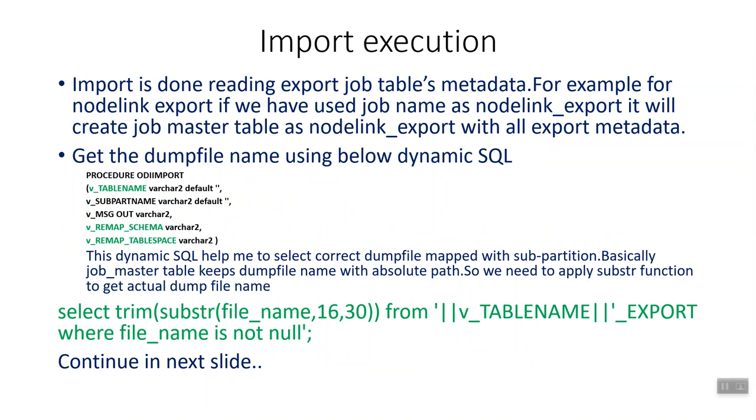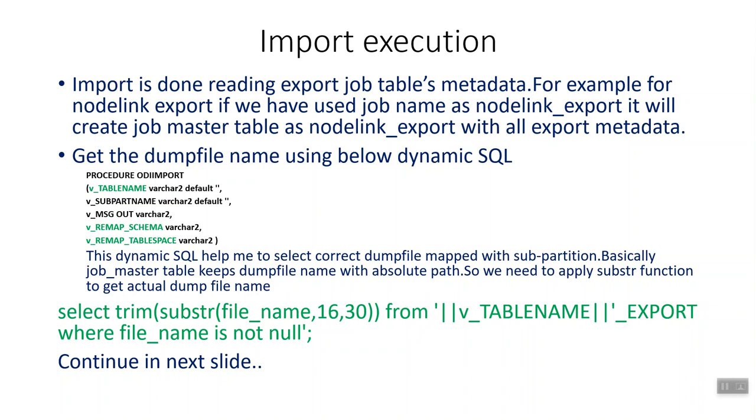So how was import done? Import was done by reading the export job table's metadata. This is very, very important. While you are importing, how will you get the dump file name? How will you know which tablespace you have to dump to? I mean, you know which tablespace you have to dump to, but you don't know which tablespace those objects belong to.